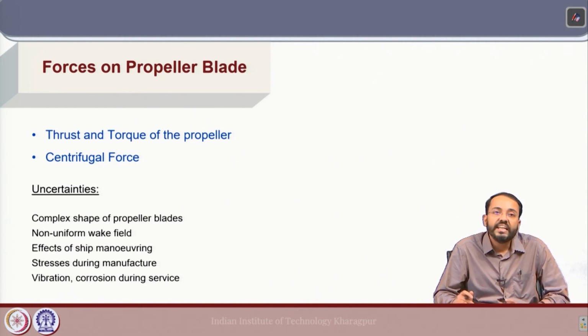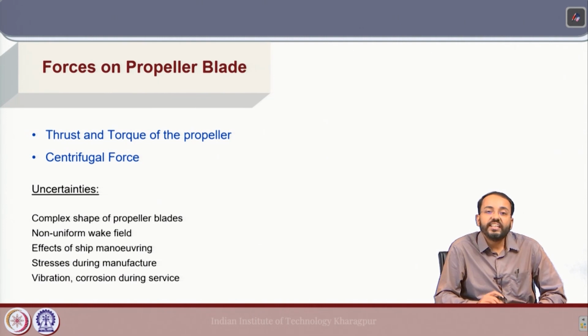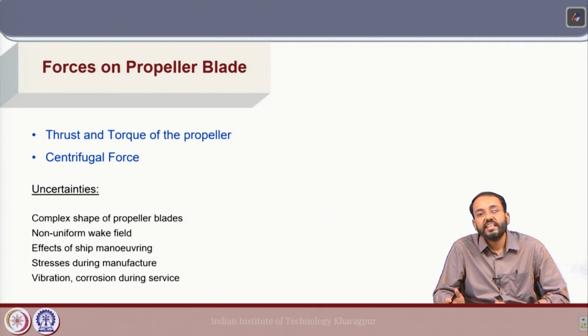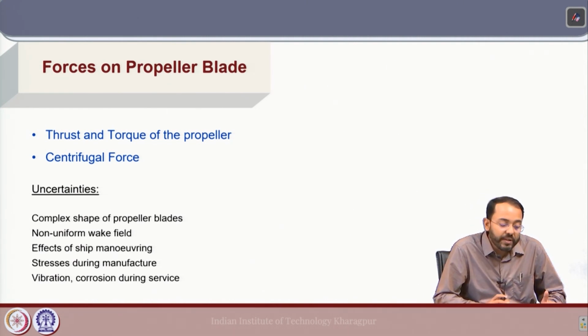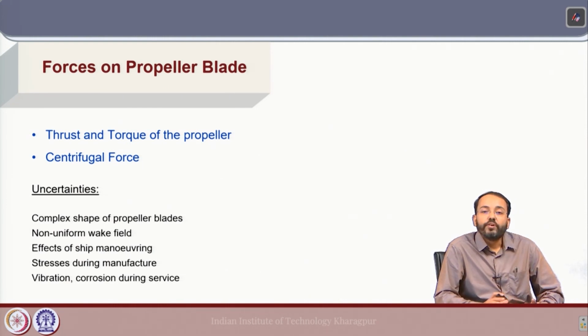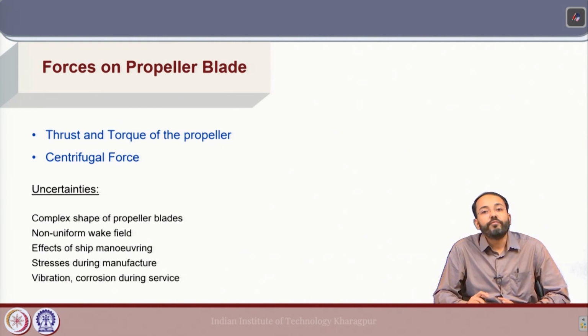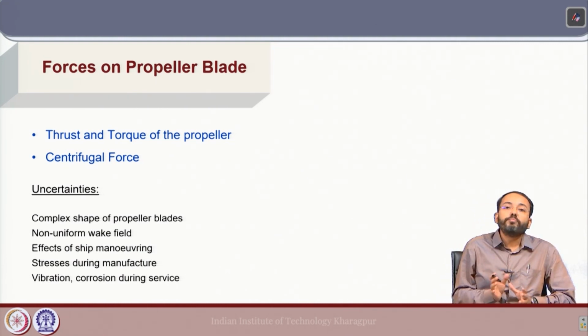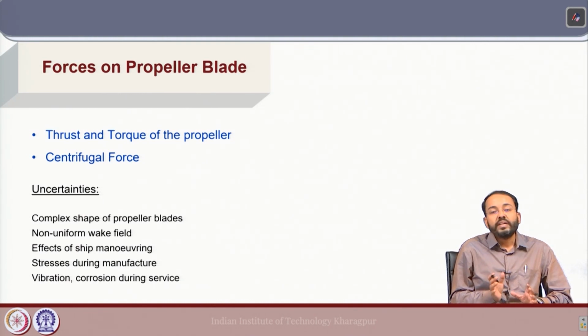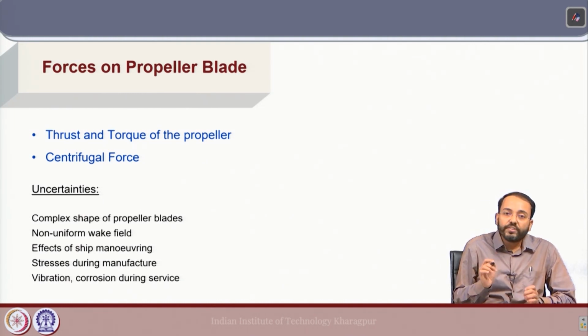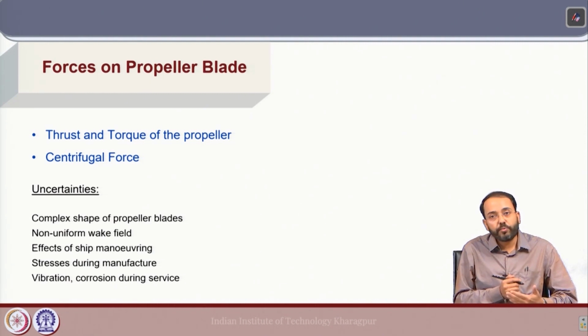Now, these forces give a simplistic estimate of the stresses that are encountered on a propeller blade for specific operation conditions. In addition to that, there are certain complexities and uncertainties that occur during the realistic operation of a propeller. Now, some of them are listed here. The complex shape of the propeller blades, which are very much three-dimensional, makes the actual stress calculation very difficult. On top of that, the flow field into the propeller is very much non-uniform, because the wake of the ship impacts the inflow into the propeller.